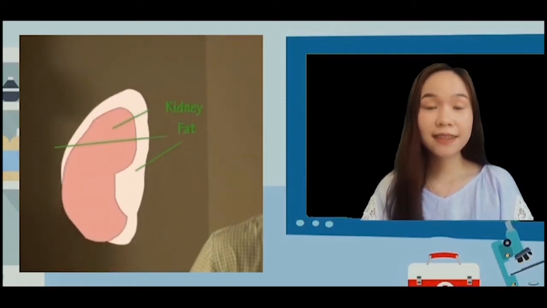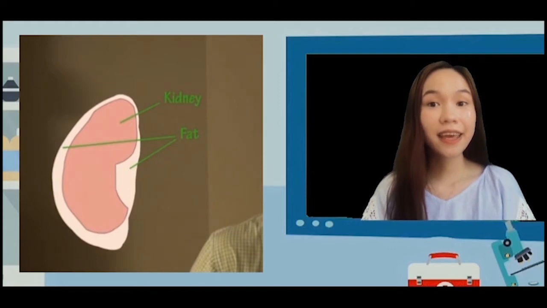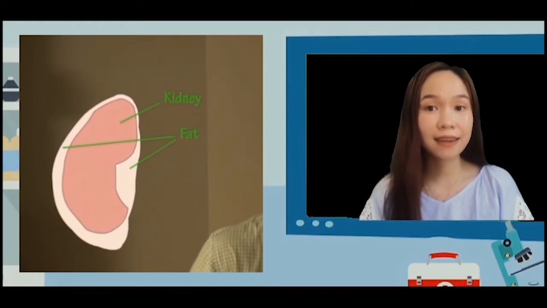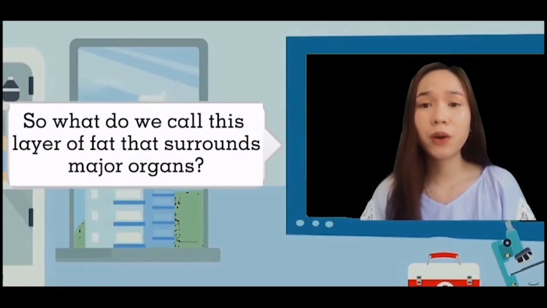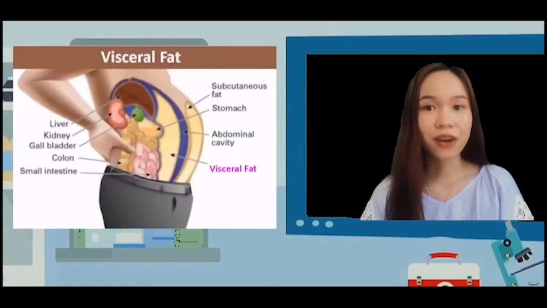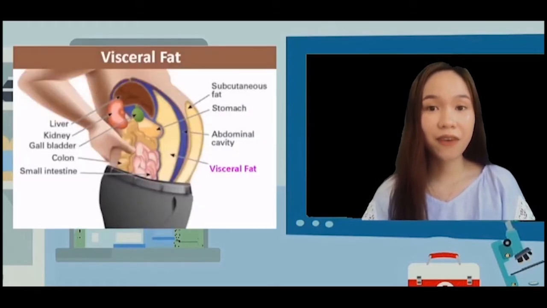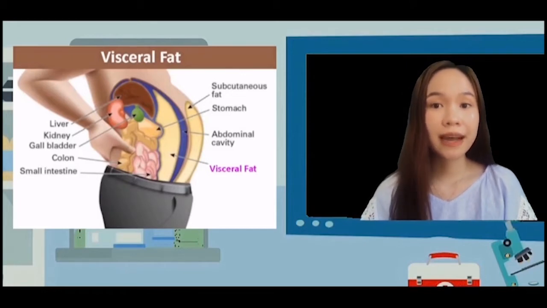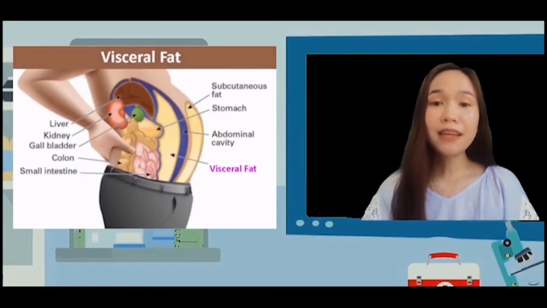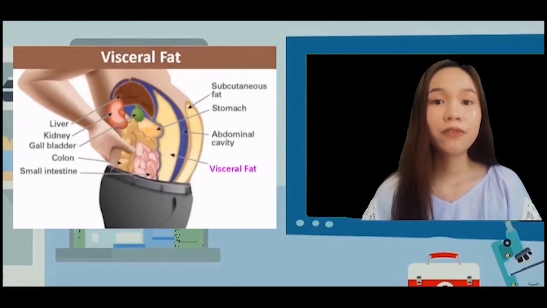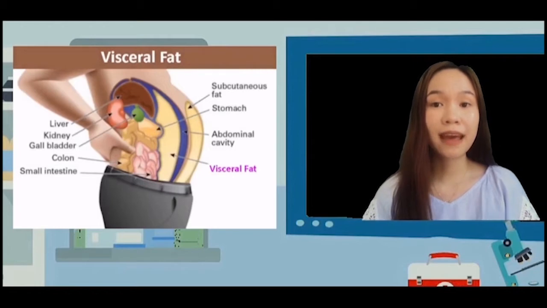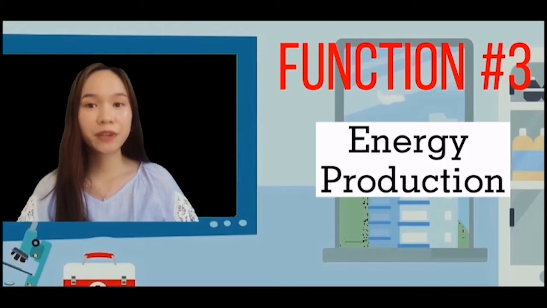Protection is the next function of fat. There is a layer of fat that surrounds major organs, protecting them, acting like a cushion, absorbing shock from any sudden impact. So, what do we call this layer of fat that surrounds major organs? This layer of fat is visceral fat. Visceral fat is fat that wraps around your abdominal organs deep inside your body. Many of the major organs are wrapped in a layer of visceral fat to protect the organs during physical trauma.